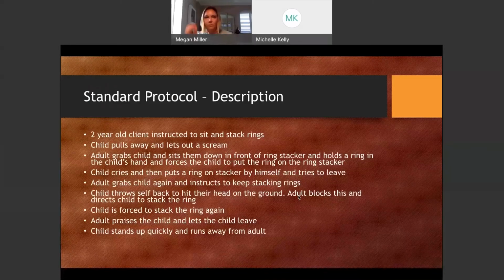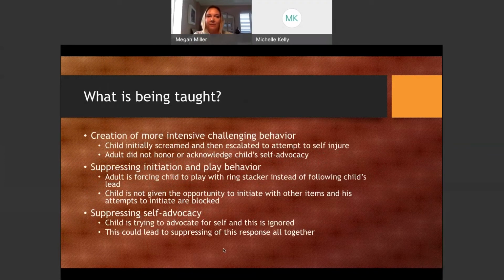I think you all pretty much captured the main points that I typically talk about. So what is being taught? First, creation of more intensive, challenging behavior. The child initially screamed and then escalated to an attempt at self-injury. If they had just honored the child's self-advocacy with that initial scream and said, oh, it looks like you don't want to do the ring stackers right now, let's find something else, then that would be it. There wouldn't be this longer chain developing where the child attempts to headbang.